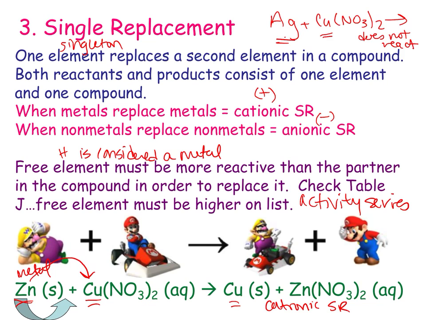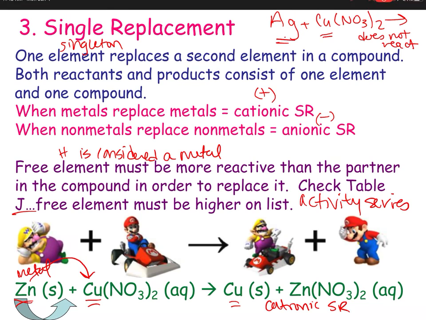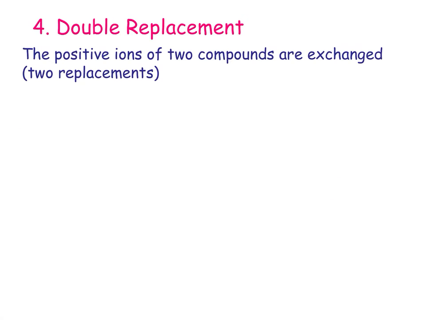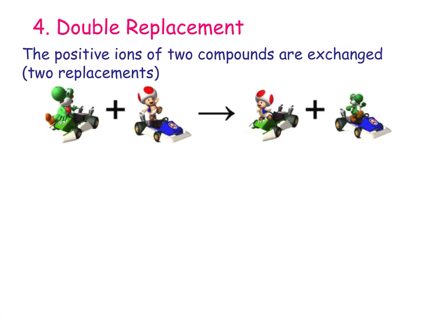So be aware, table J is required for the single replacement and the single replacements only. All right. Now, if we have what we call a double replacement, that's going to be two replacements. The positive ions of two compounds are exchanged. The negative could be exchanged. It doesn't matter. It's like a do-si-do. So take a look here. We've got Yoshi on his green cart. We've got Toad on the blue cart. Notice on the right side, the product side, we have two switches. The riders switched their vehicles.